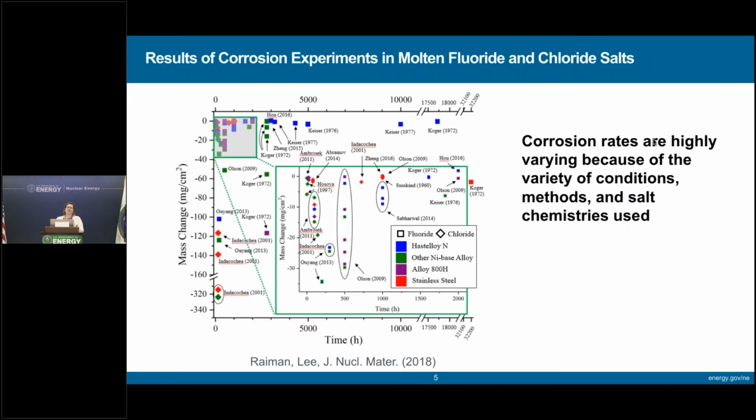So to further focus in on one of the issues with materials and MSRs, let's look at this corrosion chart. While we have some data on corrosion on different fluoride and chloride salts, there's a lot of variation in where they fall on this chart because of the varying conditions, the varying salts, and the different methods used. And so this is someplace that we need to focus on.